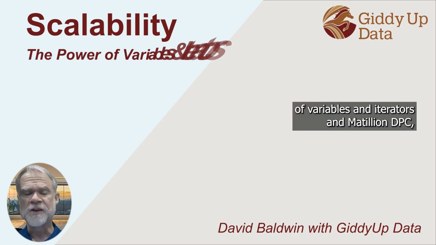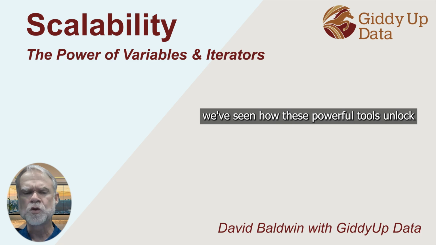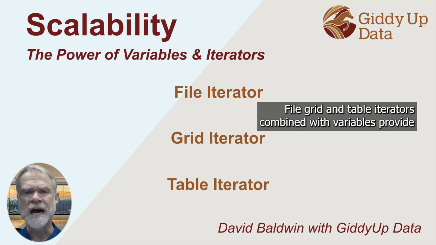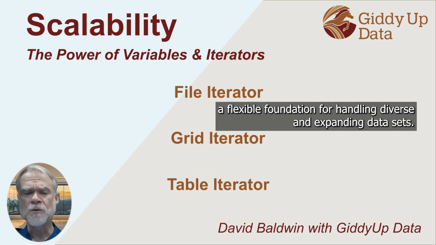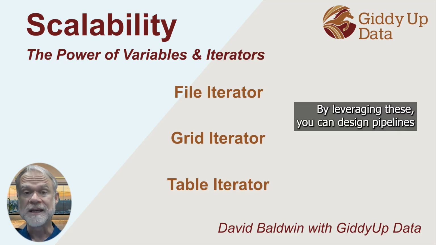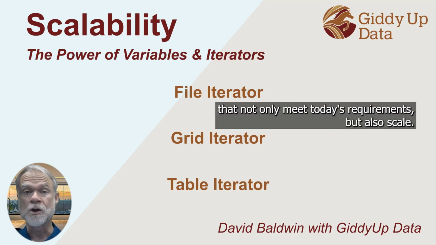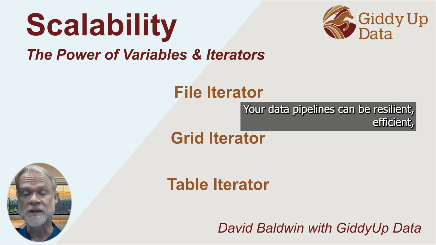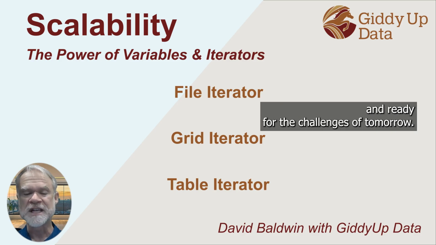In this exploration of variables and iterators in Matillion DPC, we've seen how these powerful tools unlock scalable and dynamic data workflows. File, grid, and table iterators combined with variables provide a flexible foundation for handling diverse and expanding data sets. By leveraging these, you can design pipelines that not only meet today's requirements, but also scale as your data landscape evolves. With the right implementation, your data pipelines can be resilient, efficient, and ready for the challenges of tomorrow.